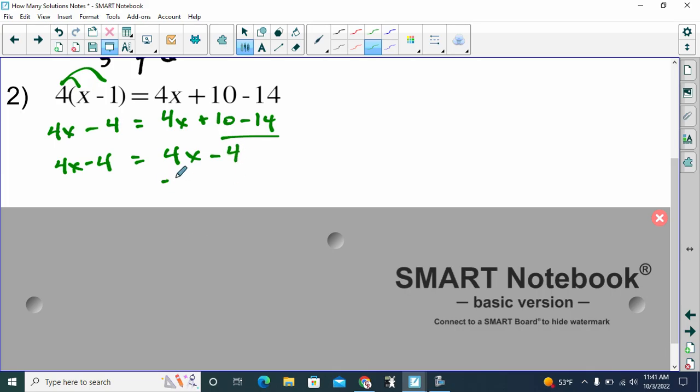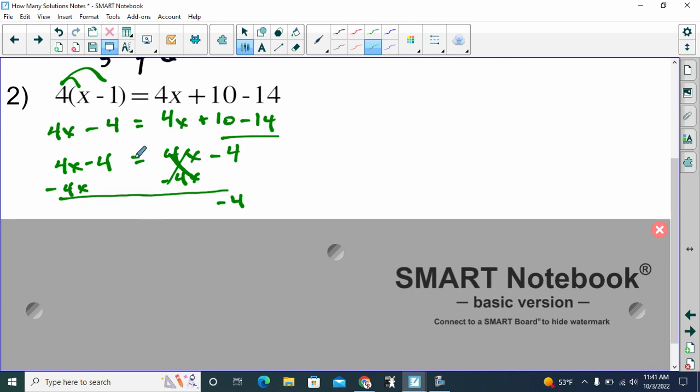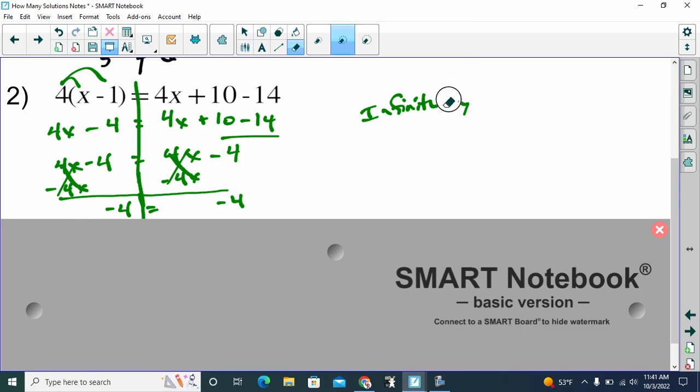We can move our x's all to the same side. I get negative 4 equals negative 4. Probably should make sure we're doing the same thing on both sides every step. Negative 4 equals negative 4 tells us that there is an infinite number of solutions. Infinitely, I have an H in there. Infinitely many solutions.